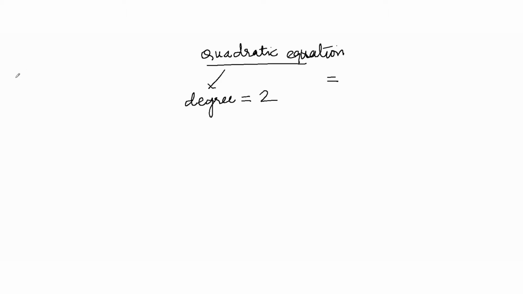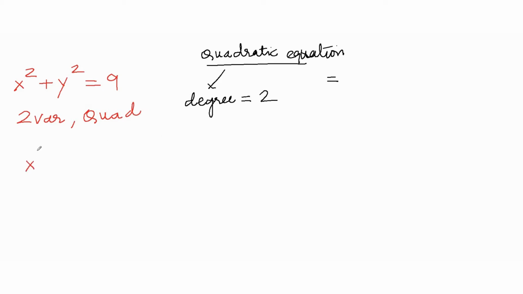So again, you can have a quadratic equation in many variables. For example, if I take the equation x square plus y square is equal to 9, right? In this particular equation, you will notice that there are two variables. So this is an equation in two variables, and the highest power of the variable is 2, meaning that this is a quadratic equation in two variables, right?